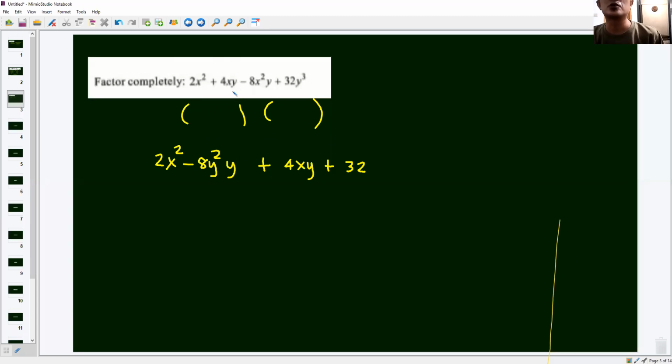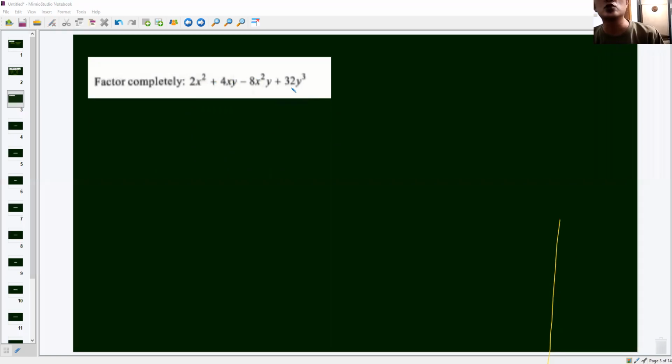Tama ba regroup ko? 2 and 8. Tama ba yung group ko? 2 and 8? No. Anong group nyo? Mukhang mali. 4 and 2 and 32? Or 4 and ano? And mali pala yung una ko iniisip. Pelia, tulungan mo ako, Pelia. Ano yung group mo dito?